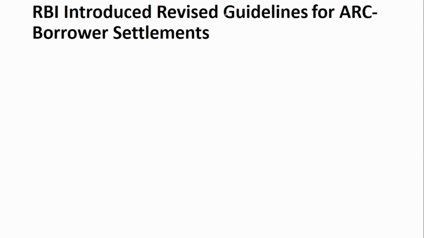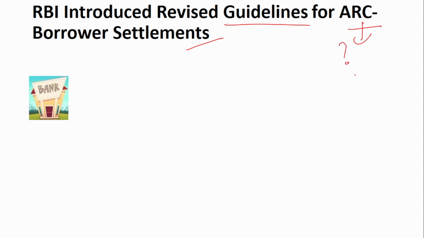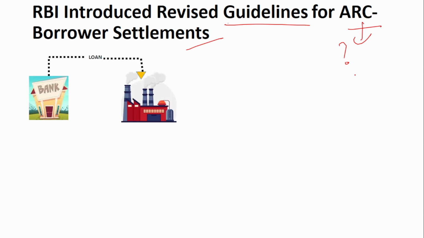Next is RBI introduced revised guidelines for asset reconstruction borrower settlement. Now, before going into these revised guidelines, what is this asset reconstruction? Before that, let's take an example. There's a bank. It has provided a loan to a factory, but the factory failed to repay the principal or the interest to the bank. If the principal or the interest is not repaid for around 90 days, then that loan becomes an NPA, that is a non-performing asset.